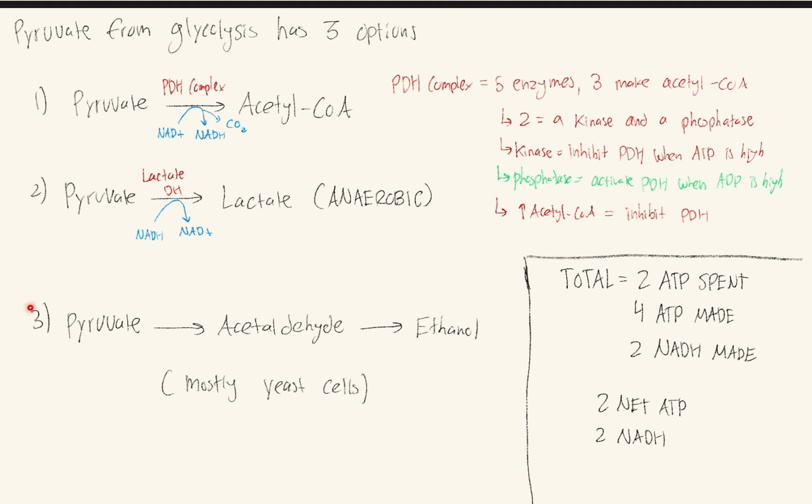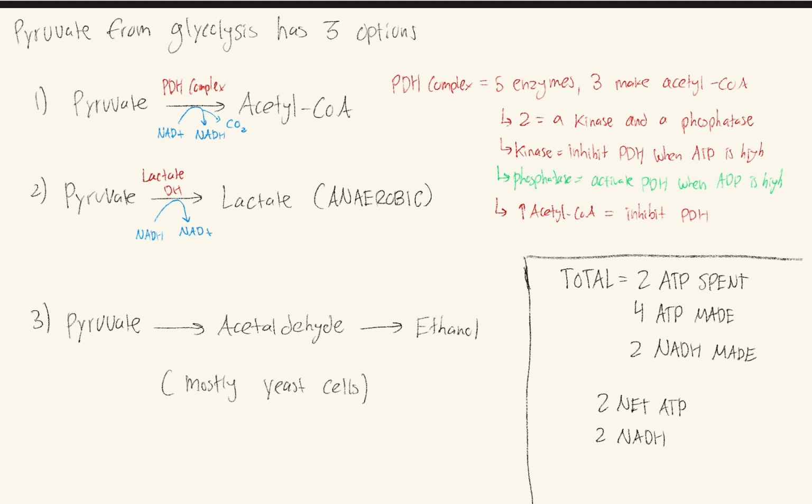The next option for pyruvate, option 3, is mostly in yeast cells, and we're not yeast cells, but it is good to know still, is that pyruvate can turn into acetaldehyde, which can turn into ethanol. And that is actually the basis of how some beers are made with yeast cells.